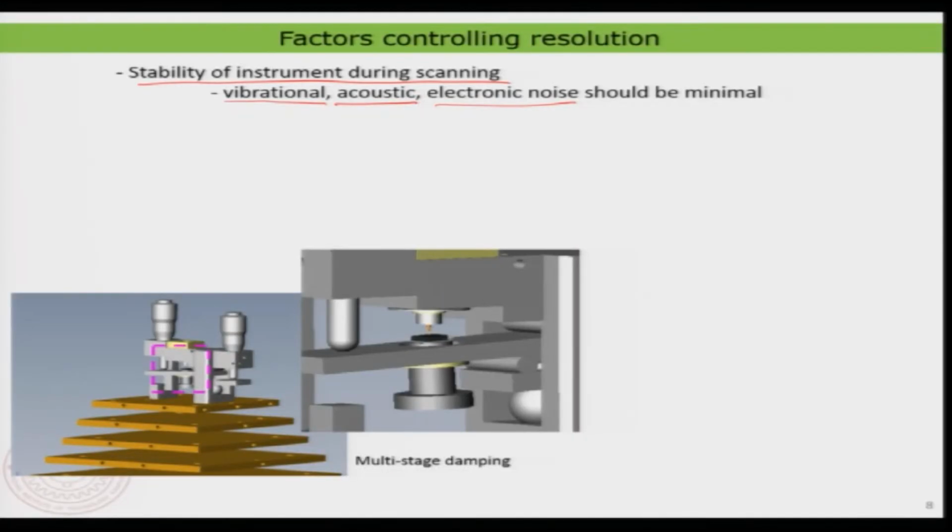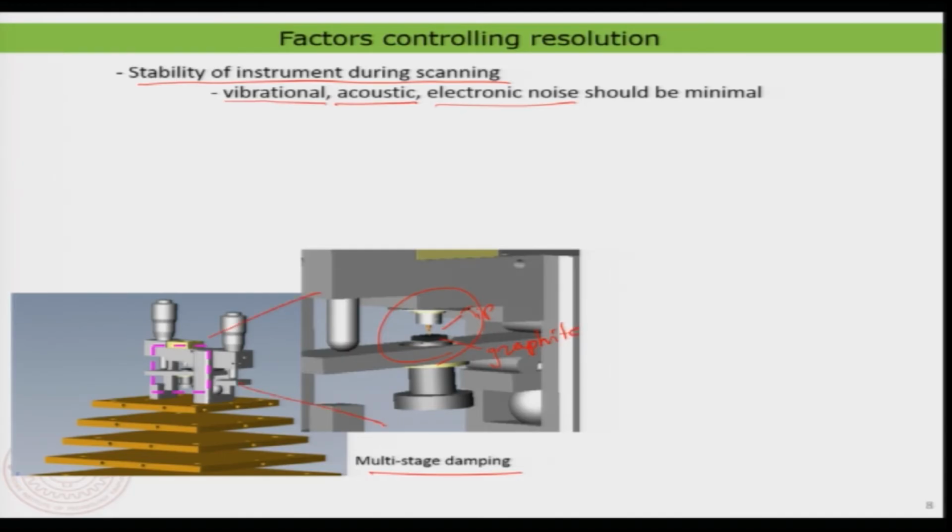That is also something you can see here. This is a kind of multi-stage damping, which people routinely use. This is the microscope itself. You can see where the tip is. So this is the tip, and this is the sample. Here it is a graphite sample. So you have a sample and a tip, and this is the whole assembly.